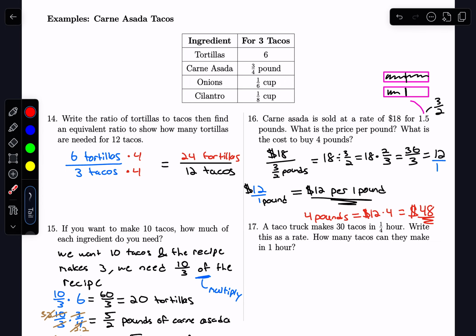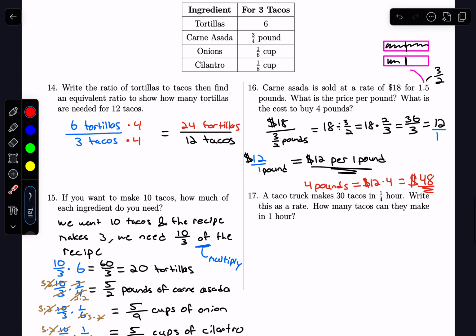All right, last question for us in this one. A taco truck makes 30 tacos in 1/4 hour. Write this as a rate, and then find out how many tacos can they make in 1 hour. So as a rate, we're going to write it as 30 tacos per 1/4 hour. And we can write this as a fraction. Equivalently, this is 30 tacos divided by 1/4 hour.